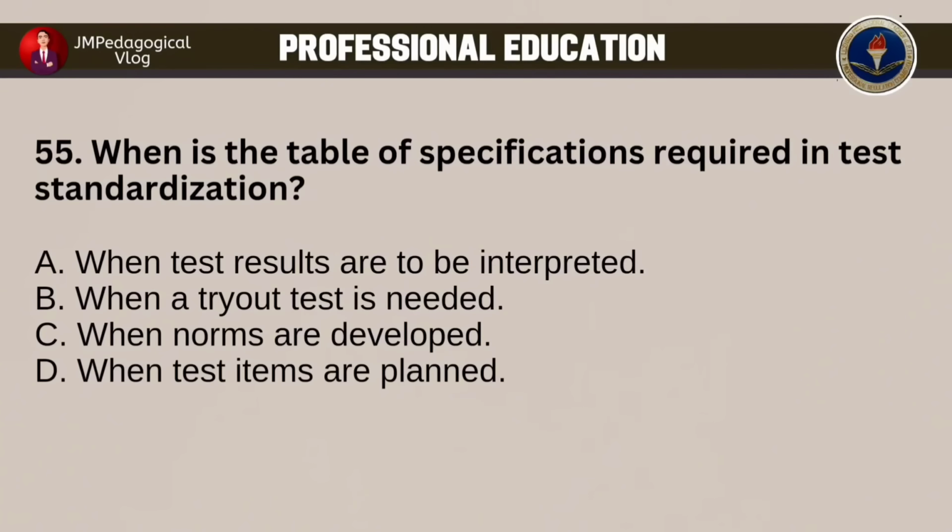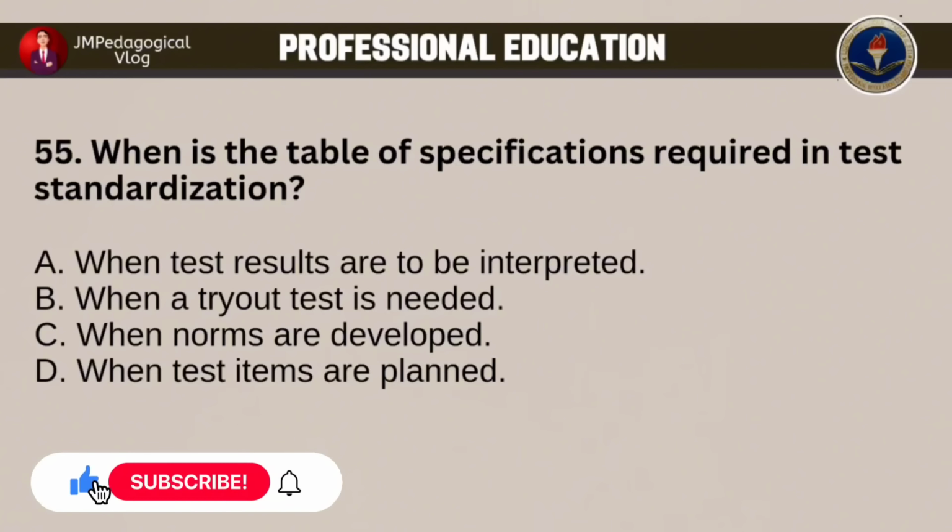55. When is the table of specifications required in test standardization? A. When test results are to be interpreted. B. When a tryout test is needed. C. When norms are developed. D. When test items are planned.